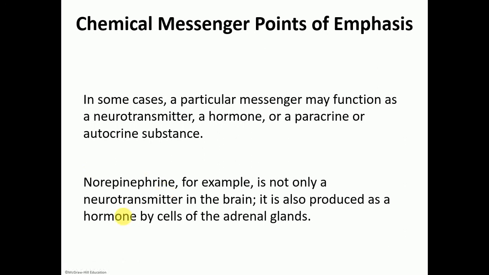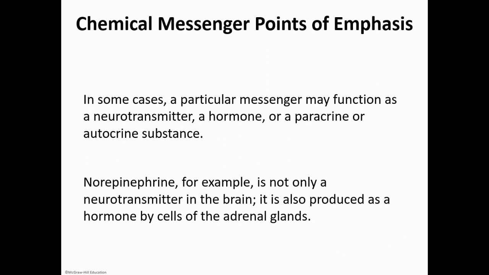We also have chemicals that can be paracrine. Paracrine means a chemical messenger that will affect neighboring cells. So para means neighbors. Or an autocrine substance. Autocrine is a chemical messenger that is going to affect that same cell that actually made it. So there are pictures somewhere, there we go, that help explain these.